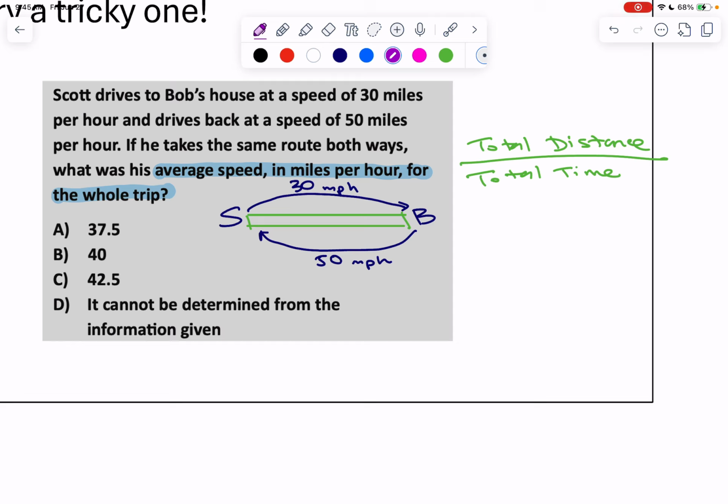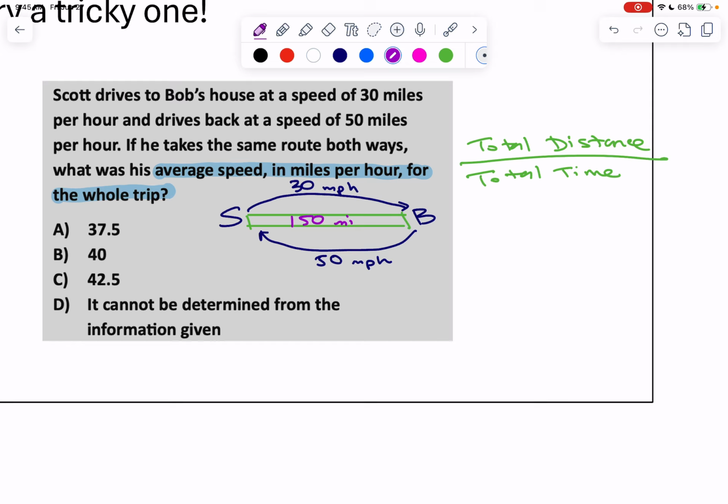Yeah, if I pick 10, to go 10 miles at 30 miles an hour would mean it would take me less than an hour to get there. Now I'm working with fractions and that makes me sad. So instead, I'm going to pick a number that both 30 and 50 go into. I'm going to pick 150 miles. And again, if I picked 10, I could still do it. It just wouldn't be as comfortable.